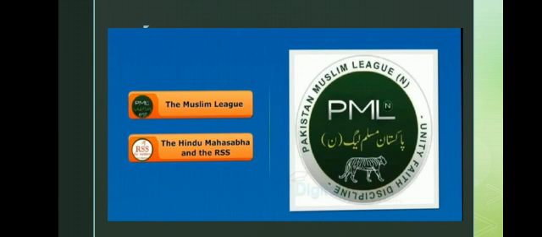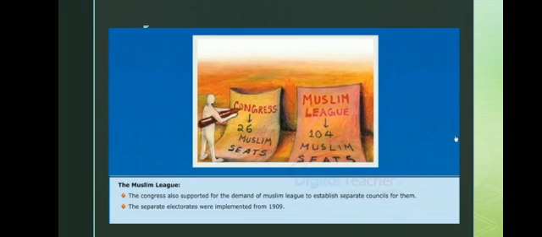Now, the representation of the country was claimed by major religious organizations: the Muslim League, the Hindu Mahasabha and the Rashtriya Swayam Sevak Sangh. During the elections of 1937, the Muslim League won 104 seats out of 482, whereas Congress won 26 seats out of 58.